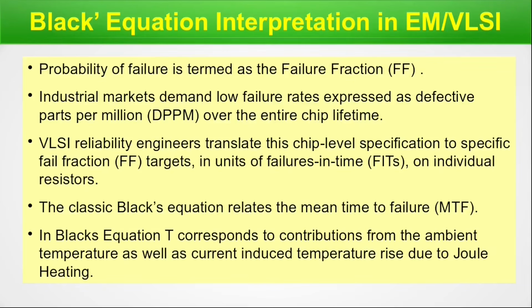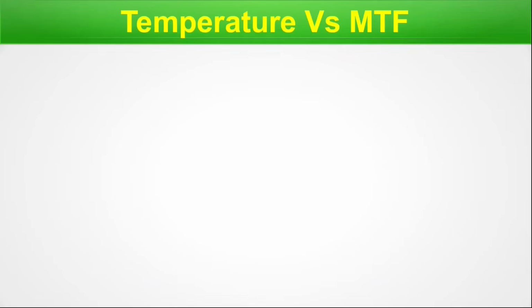In Black's equation, T corresponds to the contribution from the ambient temperature as well as the current induced temperature rise due to Joule heating. So don't worry, we'll talk about all other components, but for now you can just bank upon that T corresponds to the ambient temperature as well as the rise from Joule heating. These two components are for sure there and contribute to T. There are other components that come later.